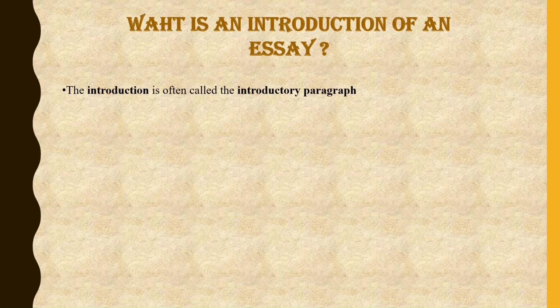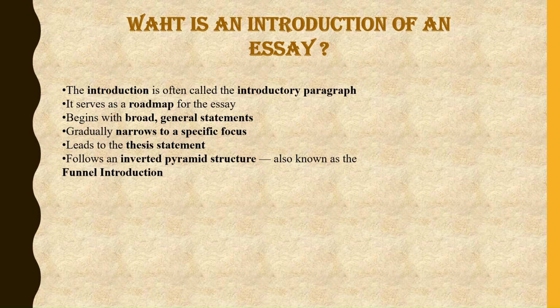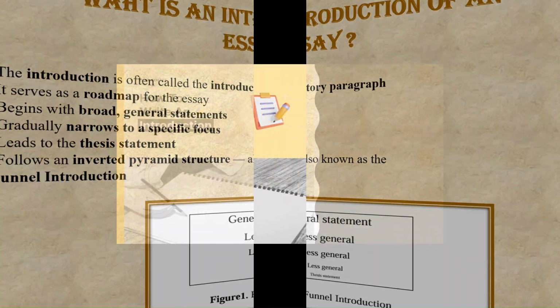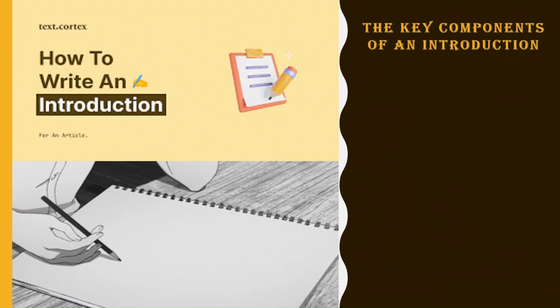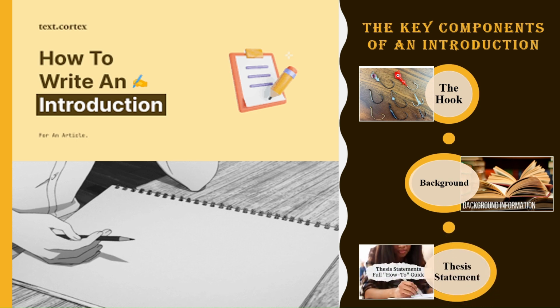The introduction or introductory paragraph serves as a roadmap for your essay. It starts with broad, general statements that narrow down to a specific focus, ending with the thesis statement. This is known as a funnel introduction, shaped like an inverted pyramid, moving from the general to the specific. As you can see here, a strong introduction is built on three key components: the hook, the background information, and the thesis statement. Let's take a closer look at what each of these components means and how to craft them effectively.